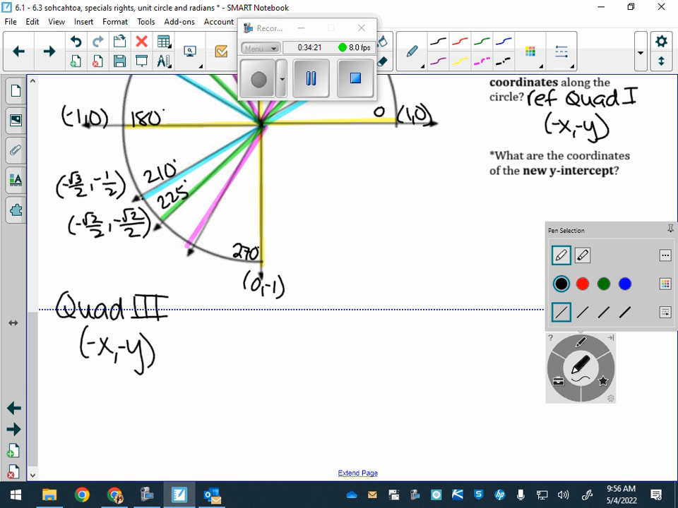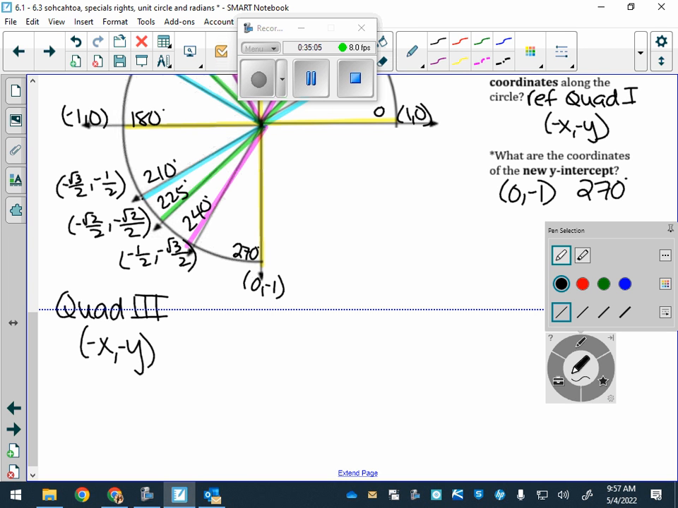And then after 225 would now be what? 240. So when you're in the third quadrant, you add your degrees. So 180 plus 30 gives you 210. 180 plus 45 gives you 225. 180 plus 60 gives you 240. So our new y-intercept is 0, negative 1, and it's 270 degrees.